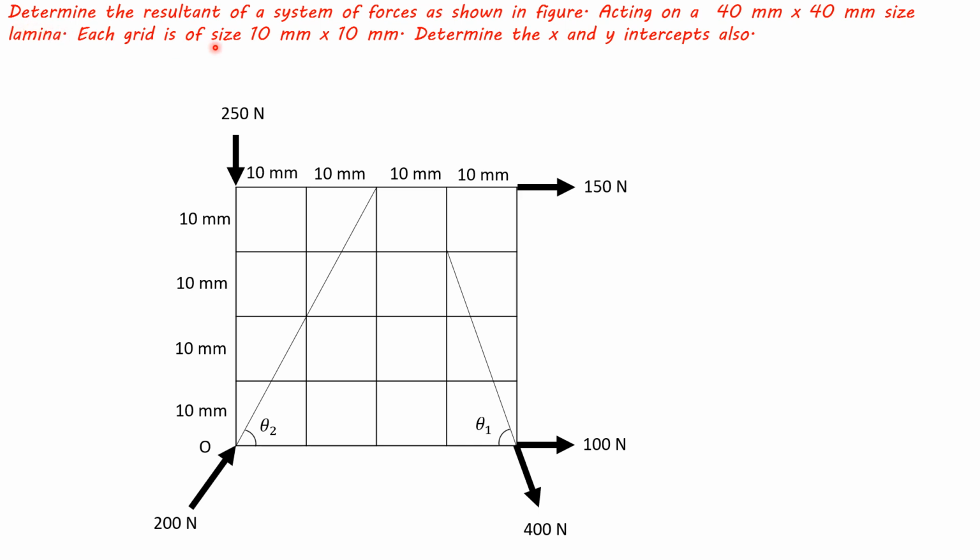Determine the resultant of a system of forces as shown in figure, acting on a 40 by 40 mm size plate lamina. Each grid is of size 10 mm by 10 mm. Determine the x and y intercepts also.